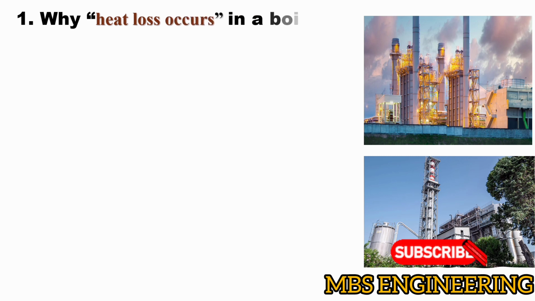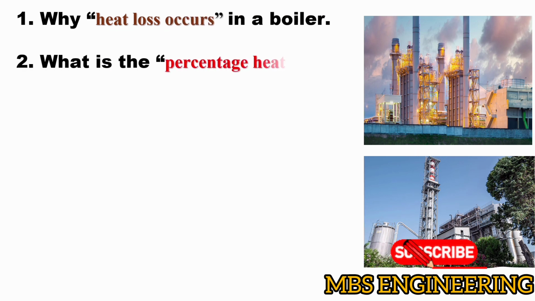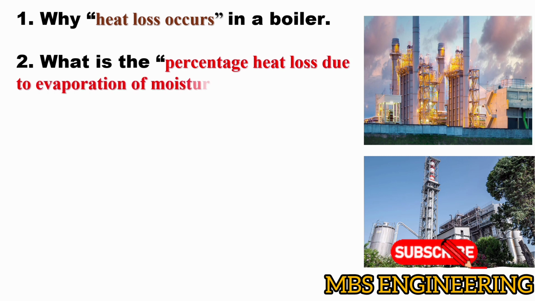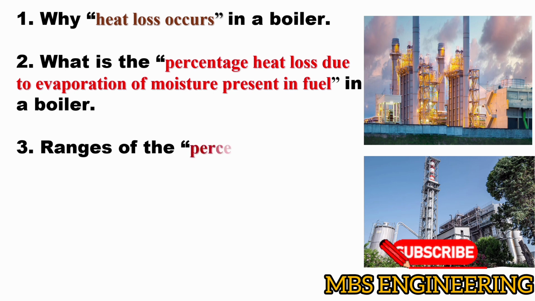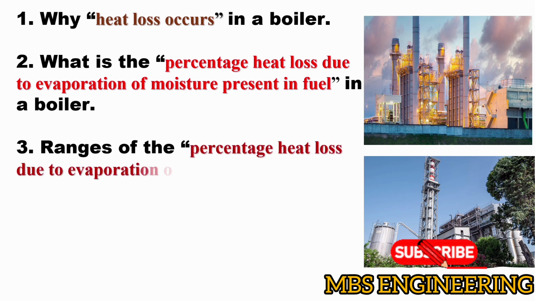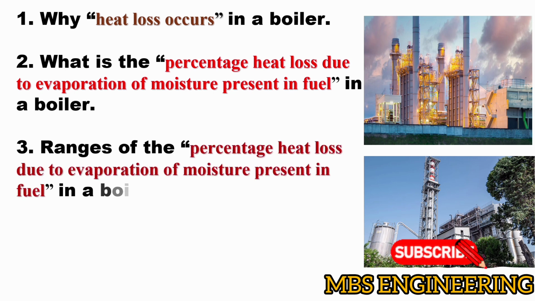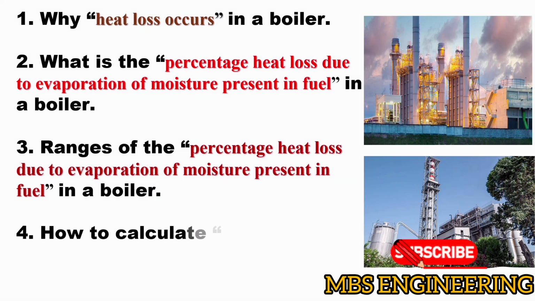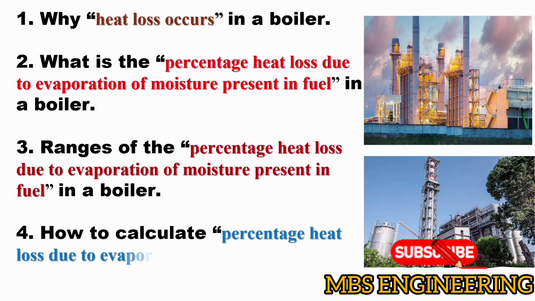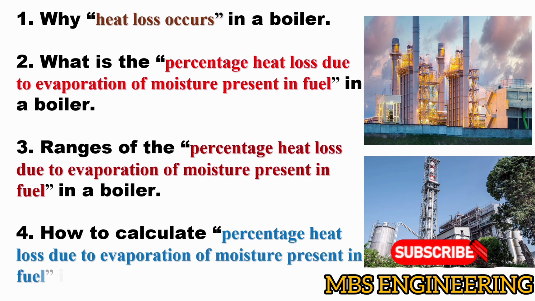The first topic is why heat loss occurs in a boiler. Next, the second topic is what is the percentage heat loss due to evaporation of moisture present in fuel in a boiler. Next, the third topic is ranges of the heat loss due to evaporation of moisture present in fuel in a boiler system. Next, the fourth topic is how to calculate percentage heat loss due to evaporation of moisture present in fuel in a boiler. We will cover the above topics in the upcoming slides.